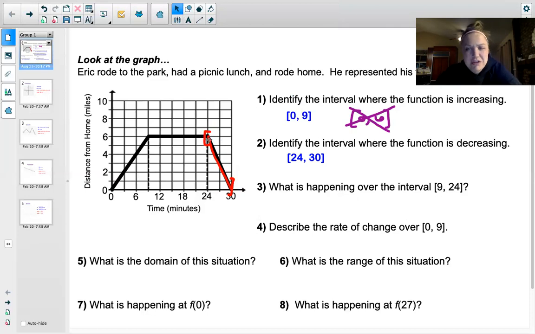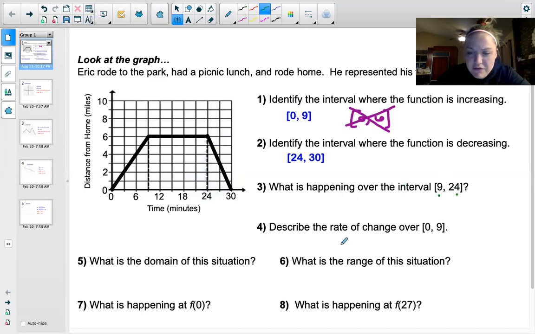Sure, you could have a little bit of debate whether or not 24 is actually decreasing there, but we're just gonna say it is. Okay, what is happening from the interval 9, 24? So I'm gonna get my pen out again, and it's saying from 9 all the way to 24 for your inputs. So if I look, this is counting by 3s, remember? So 3, 6, 9, here's 9. And it says go all the way to 24.